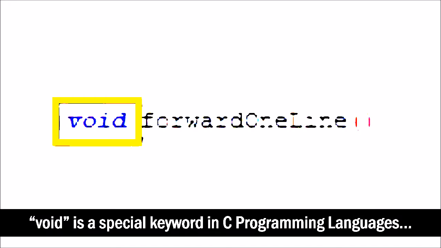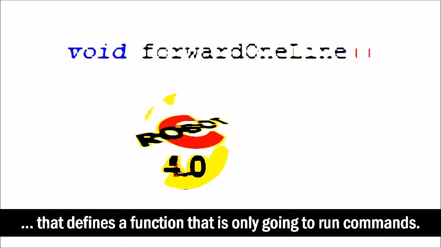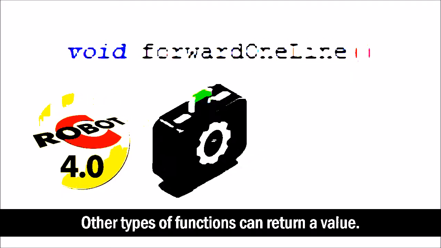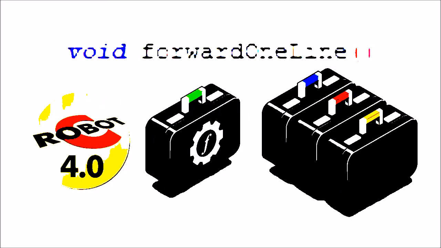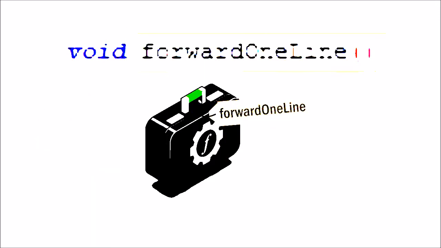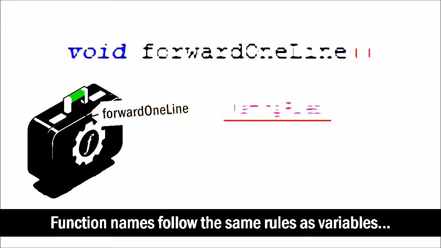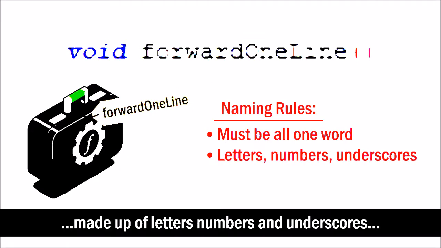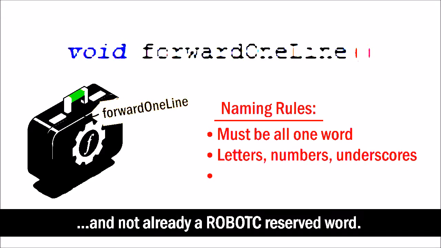Void is a special keyword in C programming languages that defines a function that is only going to run commands. Other types of functions can return a value. You'll learn about these later on. Forward one line is the name of the function. Function names follow the same rules as variables. They must be all one word, made up of letters, numbers, and underscores, and not already a RobotC reserved word.